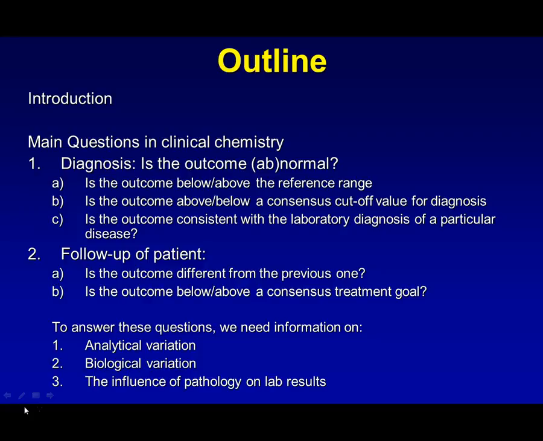The second important question is the follow-up of patients, and then we have two main questions. Is the outcome different from the previous one, or is the outcome below or above a consensus treatment goal? For the answering of these questions, we need information on analytical variation, biological variation, and of course the influence of pathology on lab results.